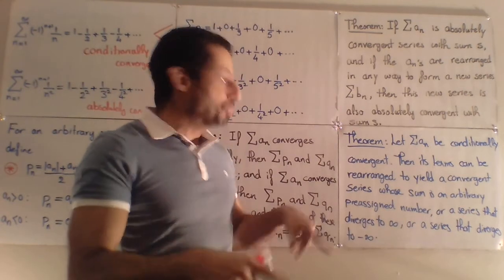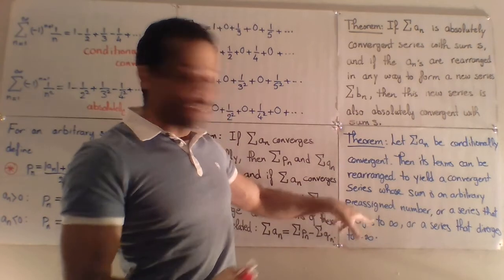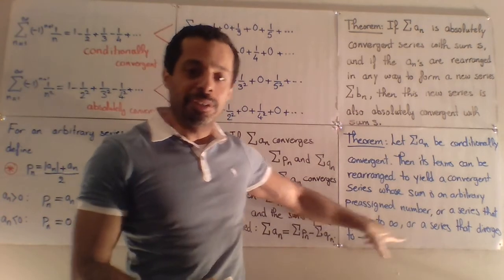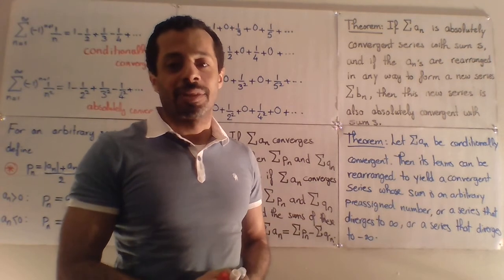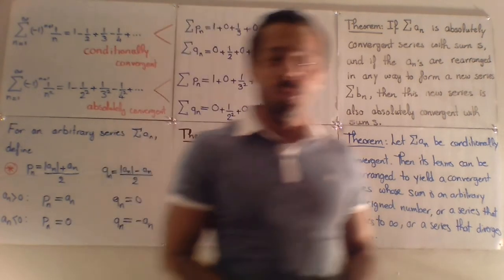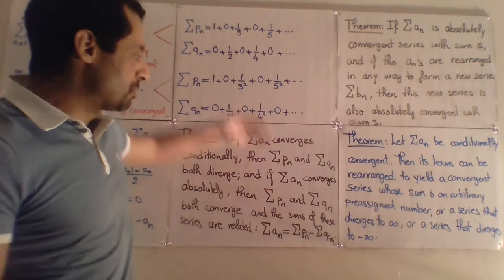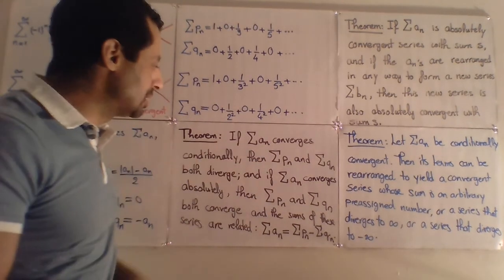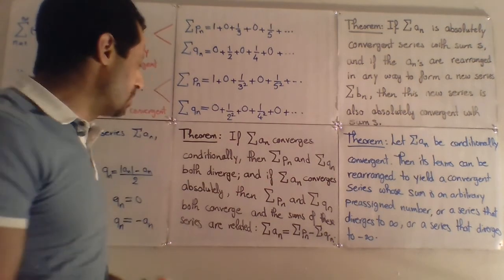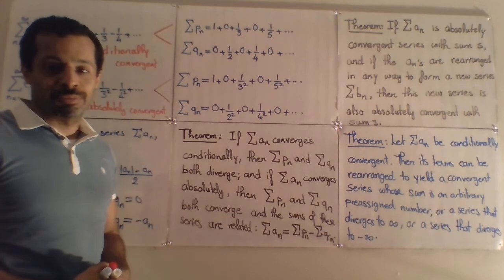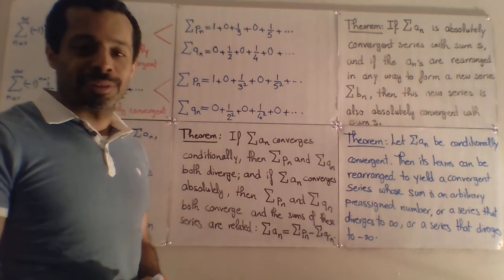Moreover, the terms of this series can also be rearranged to a series that diverges to positive infinity, and also one that diverges to negative infinity. Again, the proof of this theorem relies on the fact that when you have a conditionally convergent series, the two associated series sigma Pn and sigma Qn both diverge. I'm not showing the proof here, but it's good to know.